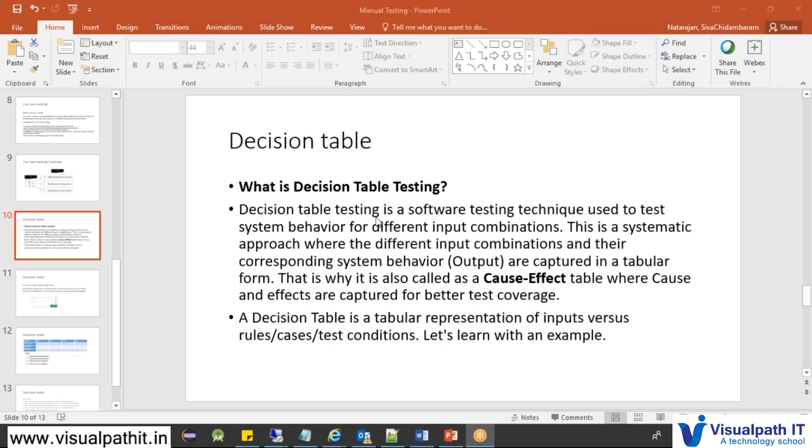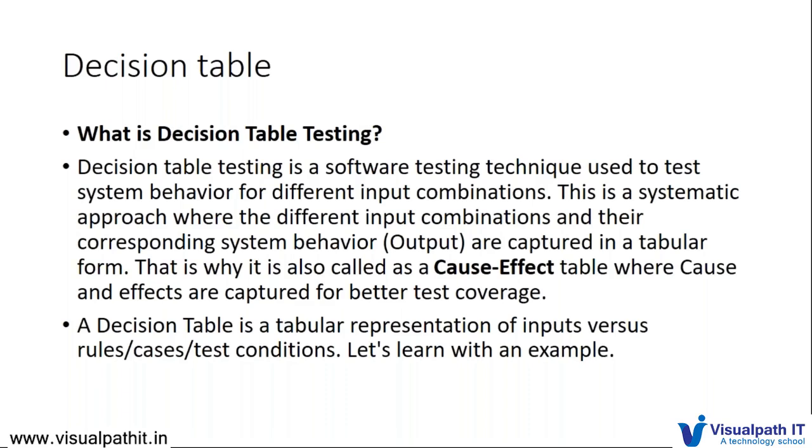So now you can see the difference: this is the cause effect table, that is the cause effect graph. The graph is represented in a diagrammatic way, this is represented in a table way, where the causes and effects are captured for better test coverage. In simple words, why a decision table? You have an application where you need a lot of input data. We will understand better when we see the example.